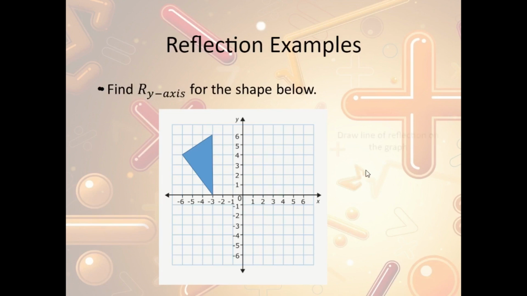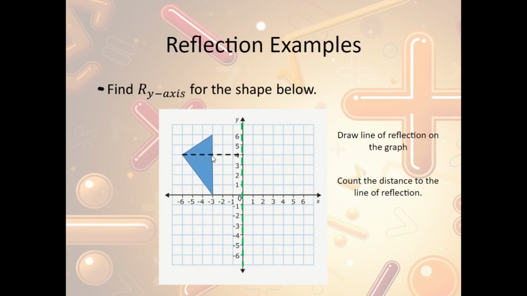So first thing we always do is draw in the line of reflection. So where are we reflecting? Well, the y-axis is right here. So I draw in a little dotted line. This is what we're reflecting over. Then we're going to count the distance to the line of reflection. So we're going to take each point, for instance, this point here.